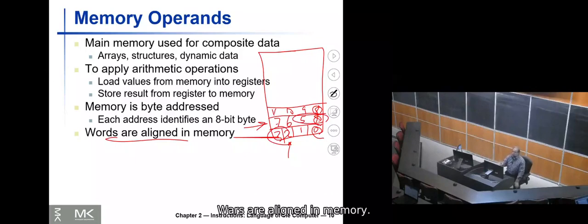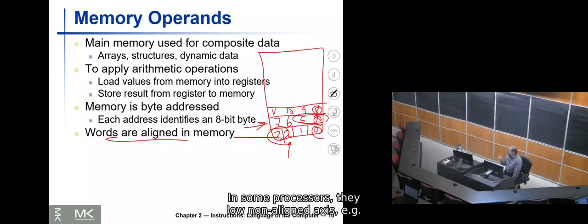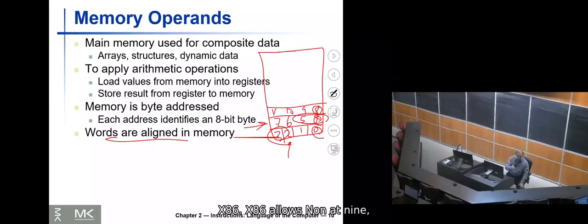In MIPS, non-aligned access is prohibited. Words are aligned in memory. You can access the words in aligned addresses. What does it mean? Aligned address means addresses whose mod 4 is 0. They are divisible by 4: 0, 4, 8, 16, 20, and so on. So the memory is aligned. Some processors allow non-aligned access. For example, x86. x86 allows non-aligned access, but makes it more complex.